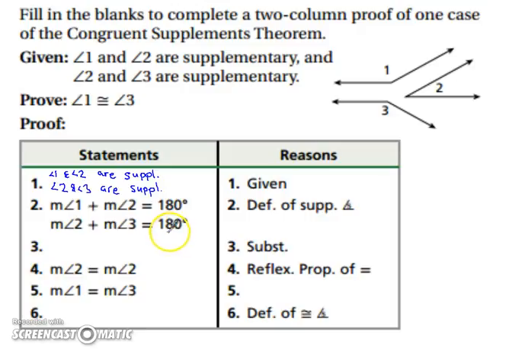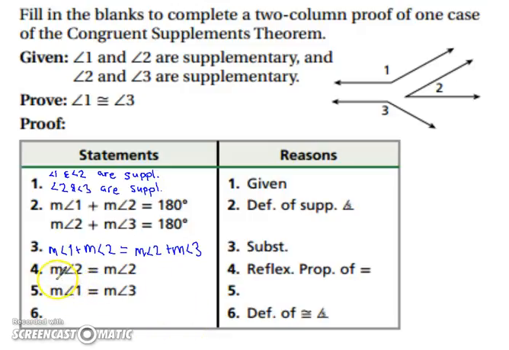Well, we need to simplify this up a little bit. So we're going to use substitution. Is there anything that you can substitute in 2 to be able to simplify this? Well, 180 and 180, they're the same. So that means you can set angle 1 and angle 2 equal to angle 2 and angle 3. So we have the measure of angle 1 plus the measure of angle 2 equals the measure of angle 2 plus the measure of angle 3.